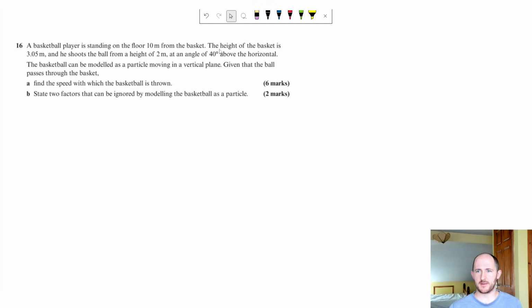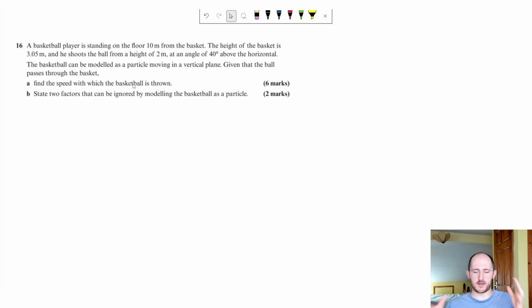Shows how much I know about basketball. The height of the basket is 3.05 meters and he shoots the ball from a height of 2 meters. So, cool. At an angle of 40 degrees above the horizontal. The basketball can be modelled as a particle moving in a vertical plane. Given that the ball passes through the basket, find the speed with which the basketball is thrown.